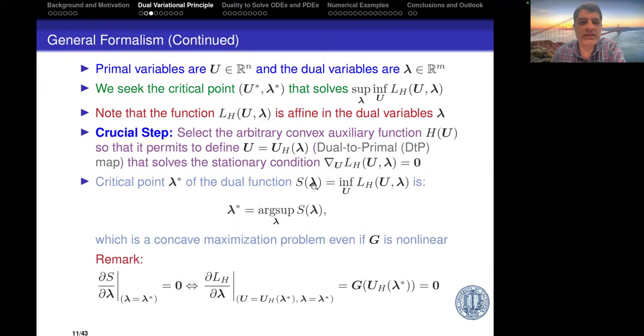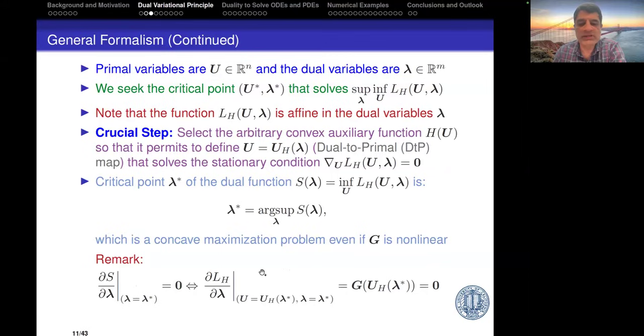So what does that do then? Once I create this map, I can say S of lambda is the infimum of L of h of u comma lambda. And I know that this dual function is going to be a maximization problem by construction, always. Or if you take the negative, it'll be a minimization problem, even if g is nonlinear. And to see that, you can just say, okay, what is del S by del lambda at the critical point? It is equal to, right?